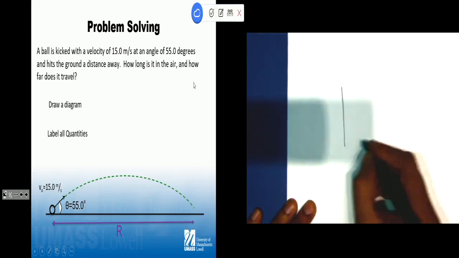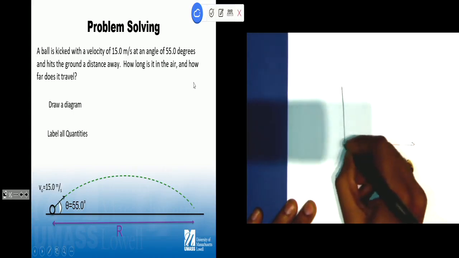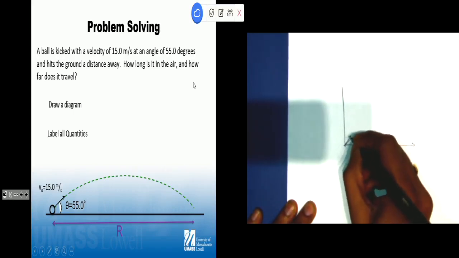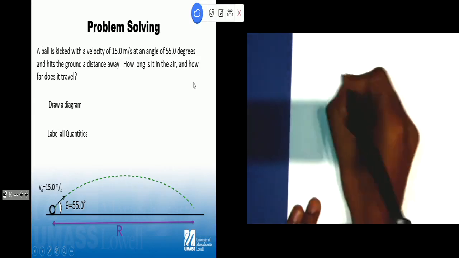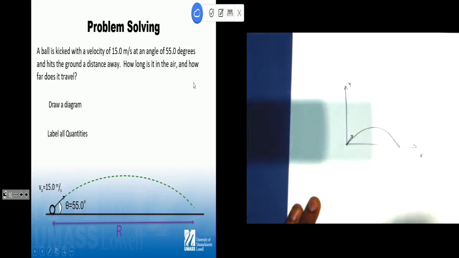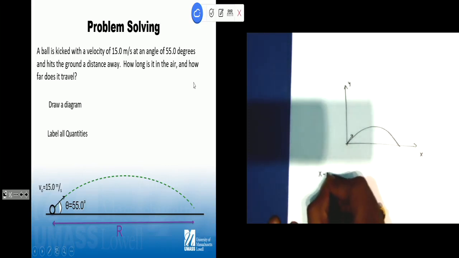So that is my initial velocity. If I launch it that way, that is the trajectory of the projectile, right? So this is my y-axis, this is my x-axis. Notice I've taken upwards positive, right, and going that way positive.